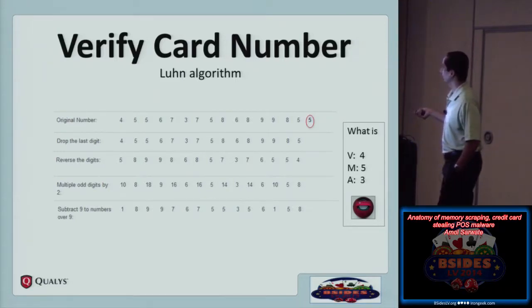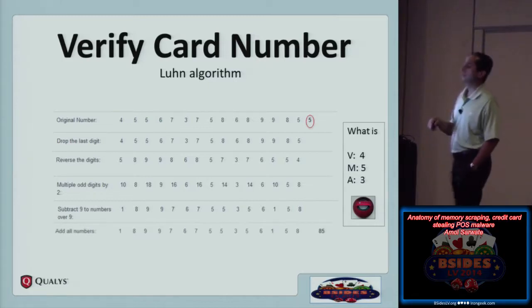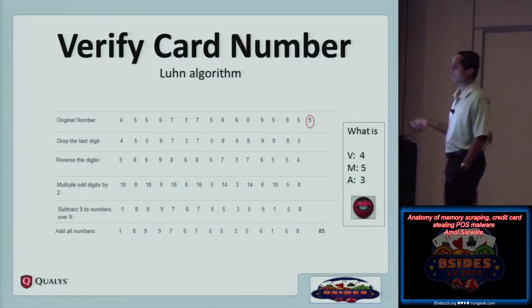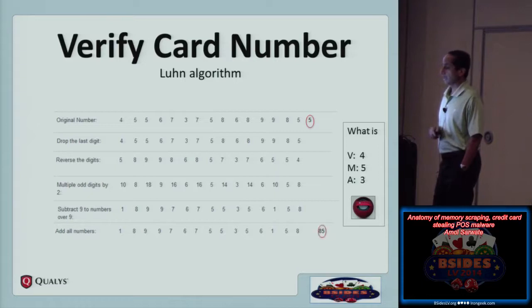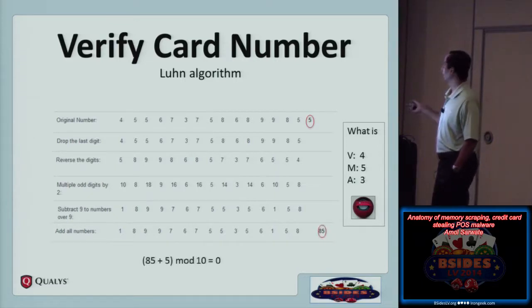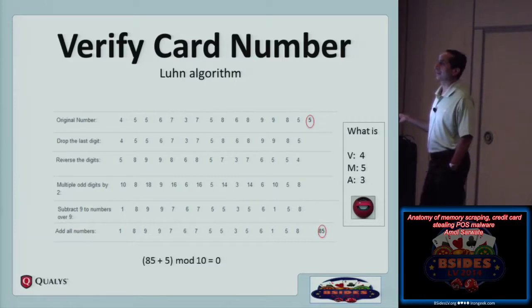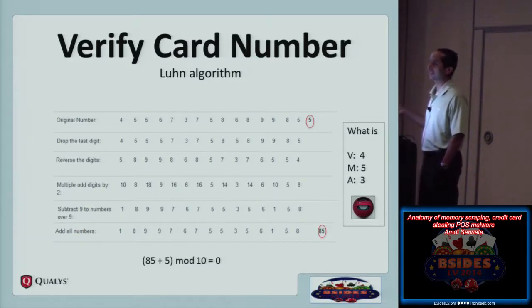So 10 is greater than 9, you subtract 9, you get 1. This is not greater than 9, this is greater than 9, so you subtract 9 from it again. And you do that for all numbers. And then you add all the numbers together. In this case you got an 85. And the verification is, if you add 85 to the number that you dropped and you do a mod 10 of it, you should get a 0. And if you get a 0, then that's a valid credit card number.